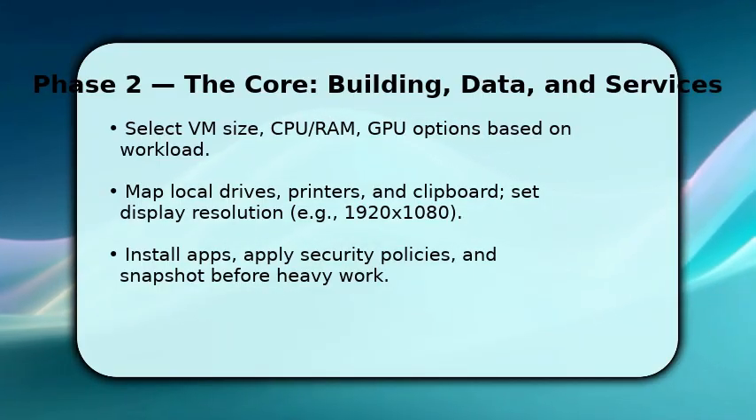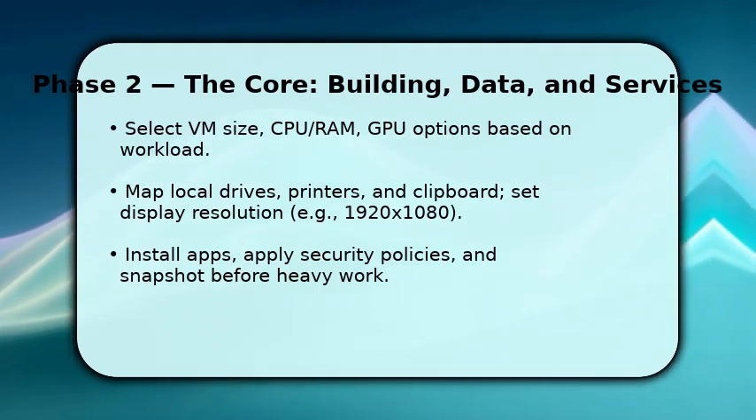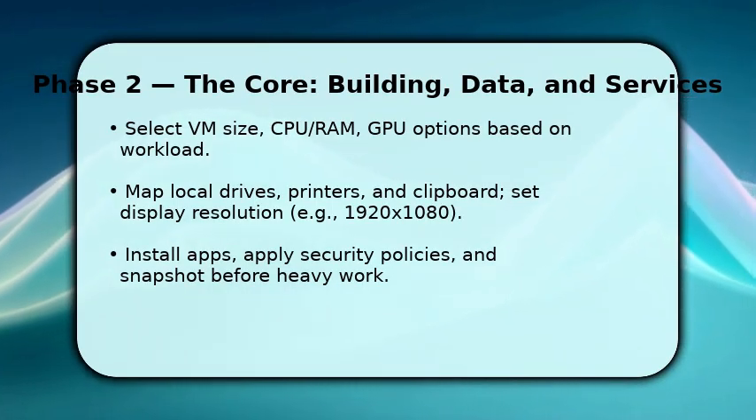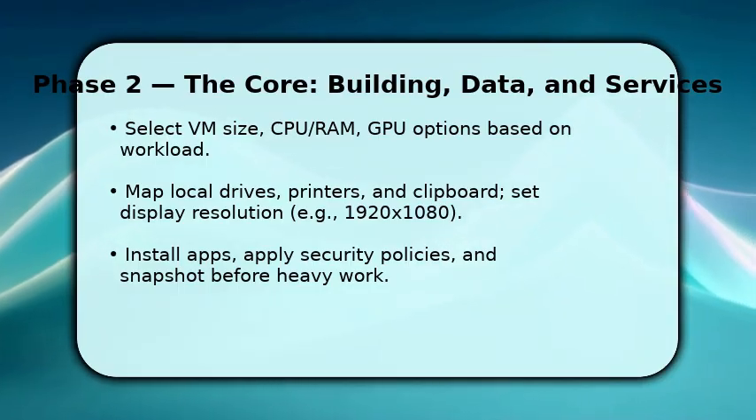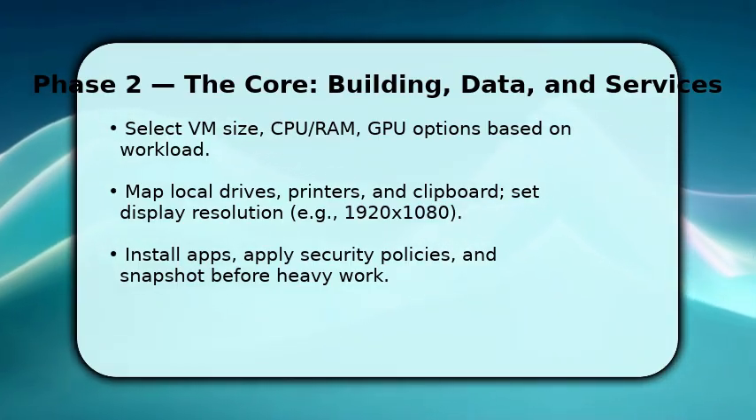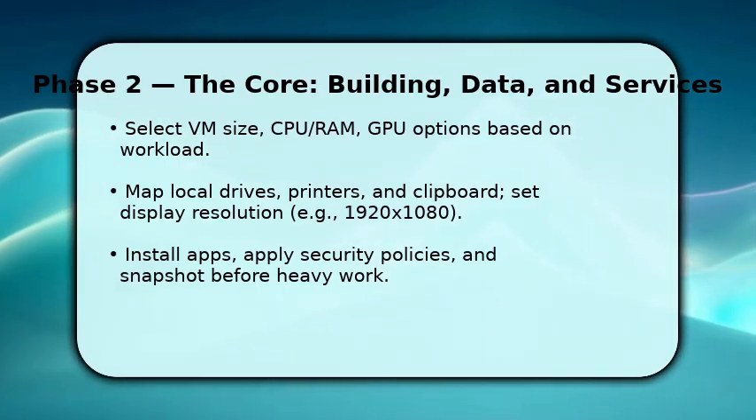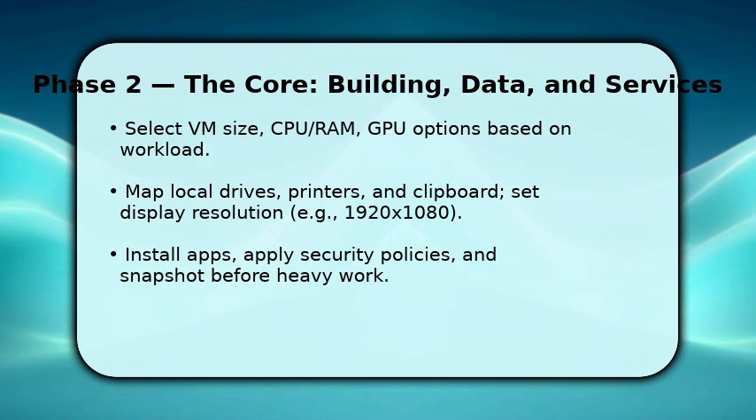Choose the VM size and adjust CPU, RAM, or GPU. Then map local drives and printers, enable clipboard sharing, and set the display resolution. 1920 by 1080 is common for productivity. Install required applications and apply security policies or endpoint protection. Make sure to take a snapshot or save a template before significant changes. This avoids rework and keeps performance optimal.